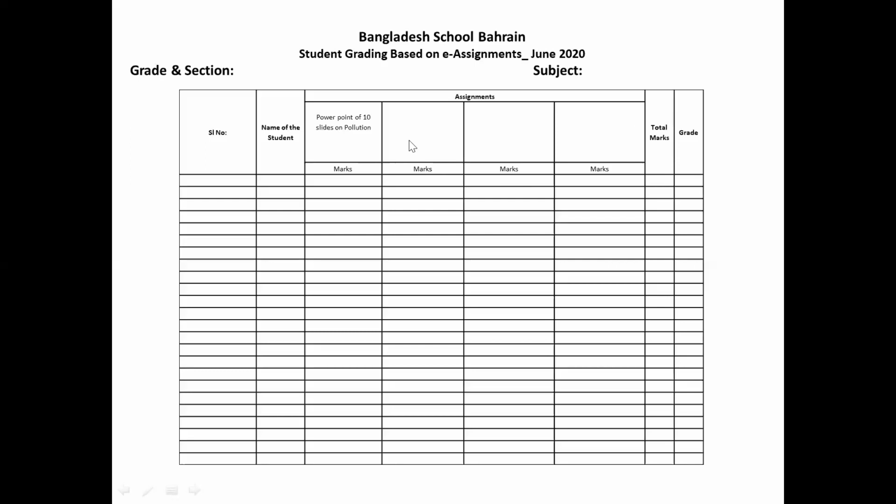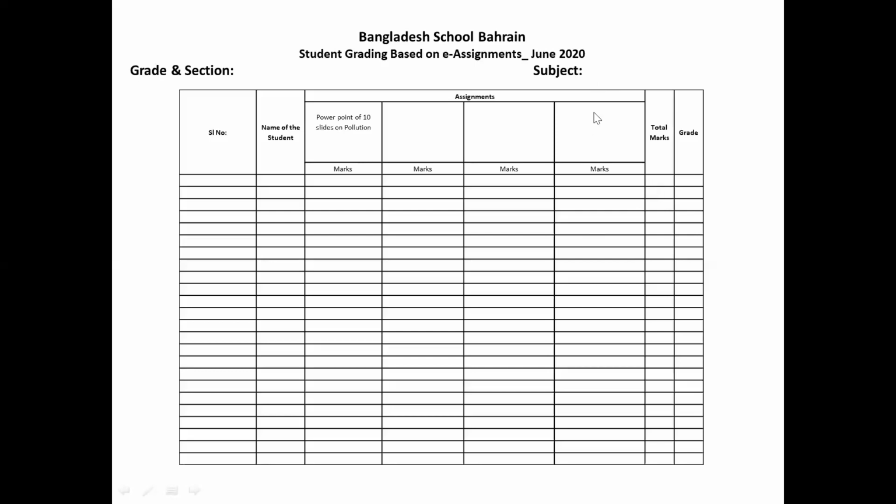Up to grade 10, that is from grade 1 to grade 10, I have considered 4 assignments with a weightage of 100 marks. So each one will have a weightage of 25 marks each. But for grade 11 and 12, I have considered 5 assignments, each with a weightage of 20 marks, so that the total marks will be 100.